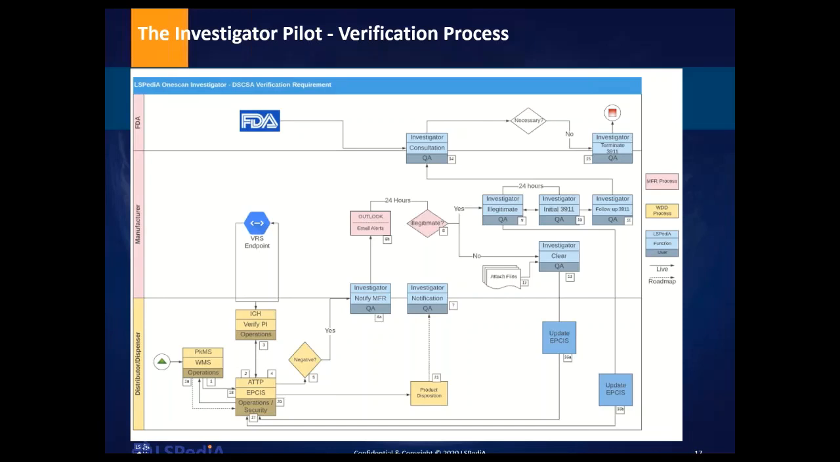If we start at the bottom left corner of the flow, this is where the ABC Warehouse Associate will scan a product deemed appropriate for saleable returns processing. That data will be sent through our verification process and up to the manufacturer swim lane at the VRS endpoint in blue.